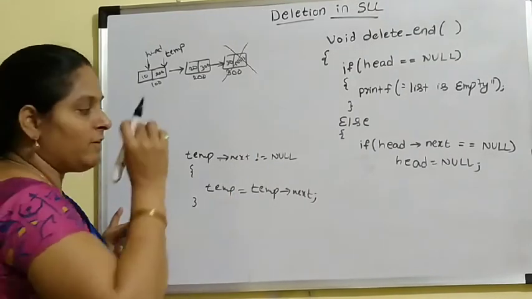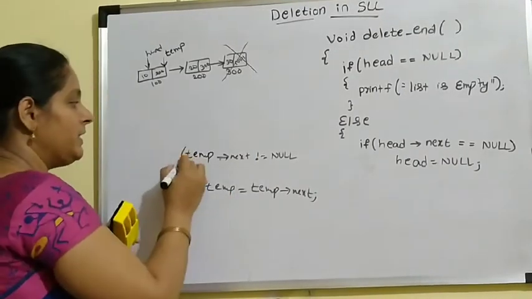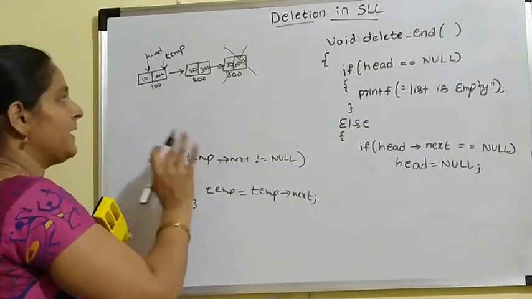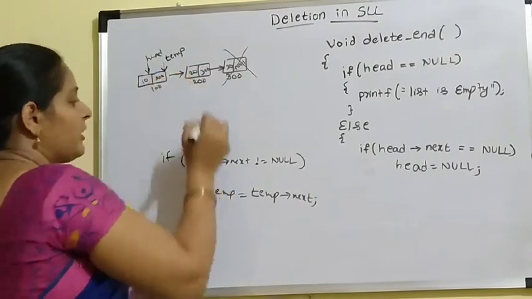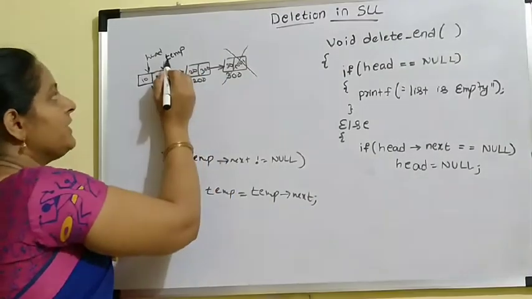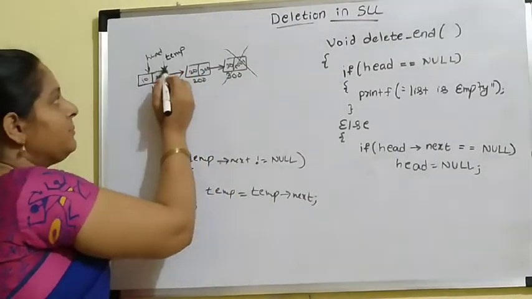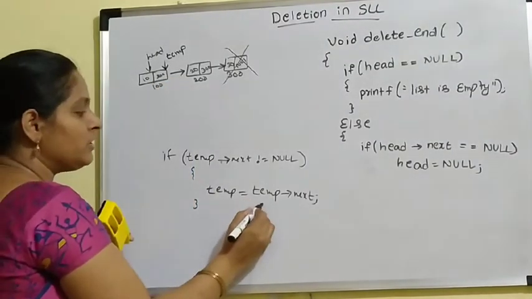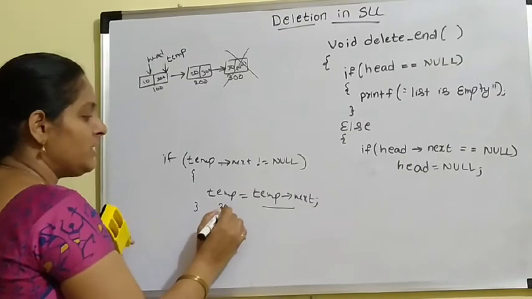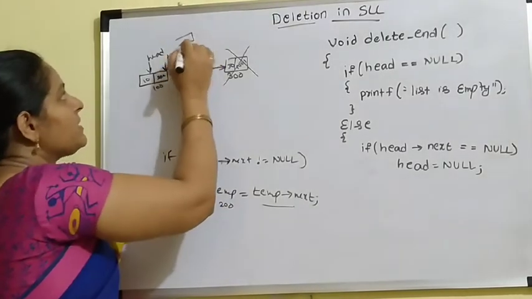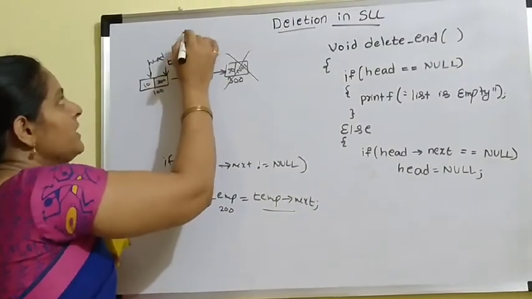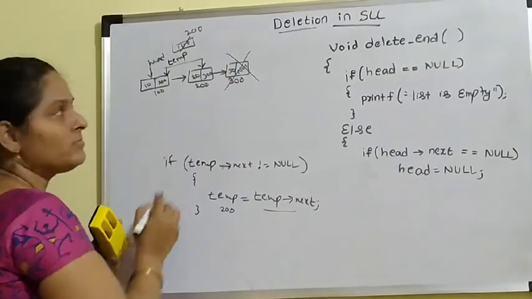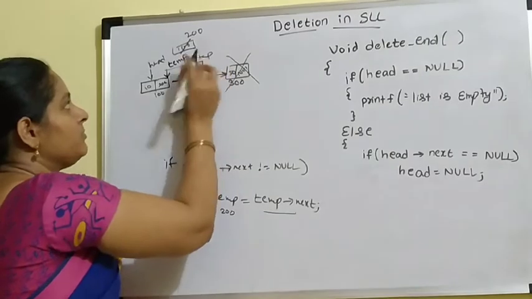Alright. Now one more important point we need to remember here is, just assume that this is the condition. According to this condition, we are verifying whether temp next is null or not. Temp next is 200. It is not null. So we assign this temp next to the temp. Temp was previously 100, now we are assigning 200. So temp moves to the next position. Now the temp is here.